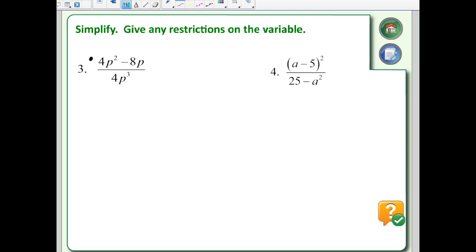And if I look there, it's a number thing and a letter thing. Between 4 and 8, our GCF is 4. And between p squared and p, which one do we factor out? Yeah, we always take the lower exponent. And so what's left? Well, if I find the factors that remain, we're going to get a p minus 2. Remember, we divide our GCF, and we've still got 4p cubed in the denominator.